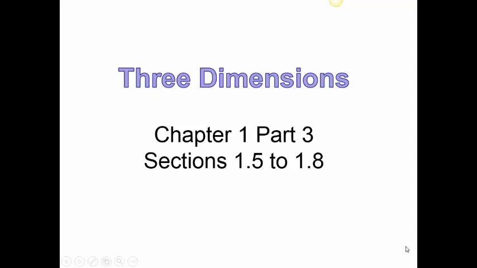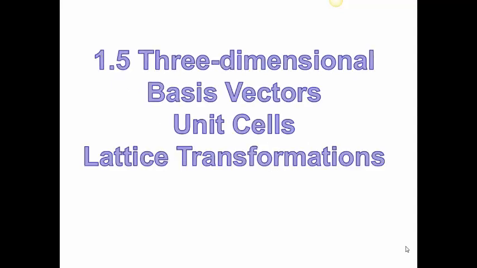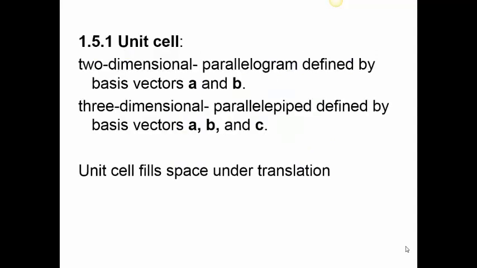Welcome to Chapter 1, Part 3, Sections 1.5 to 1.8. We will now discuss three-dimensional basis vectors, unit cells, and lattice transformations. The unit cell, in the last program, we discussed the two-dimensional case, which is a parallelogram defined by basis vectors A and B, and now our unit cell will be a parallelepiped defined by basis vectors A, B, and C. As in two dimensions, the unit cell fills space under translation.